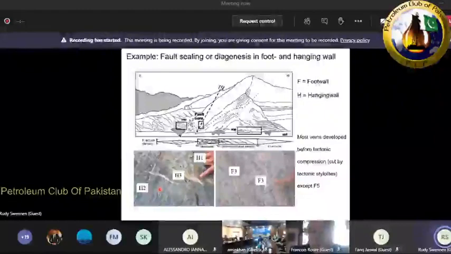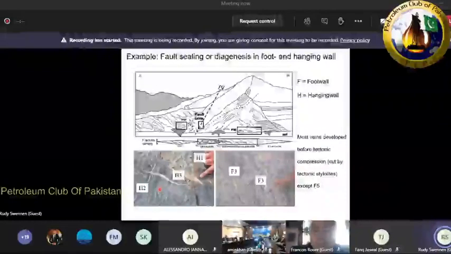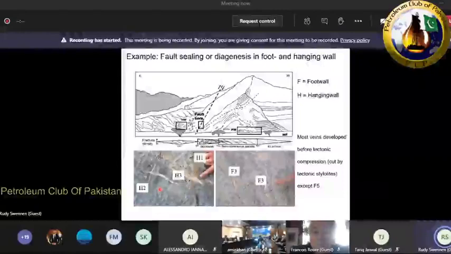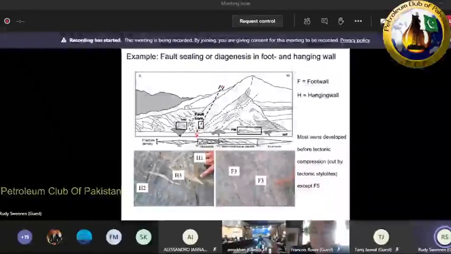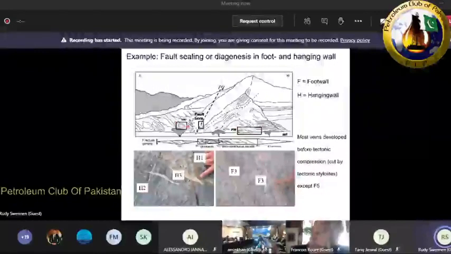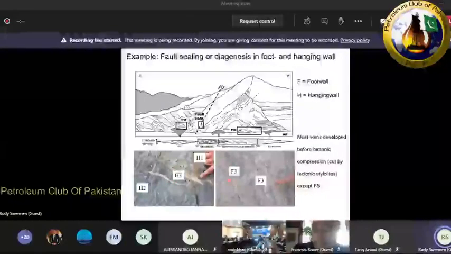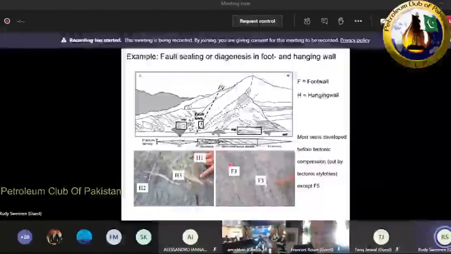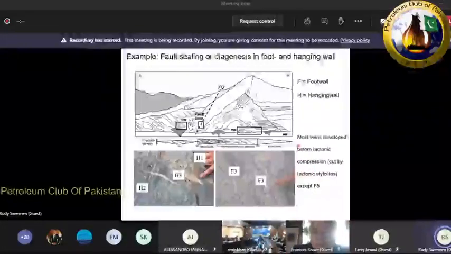What is also of importance is that you should be aware that where big faults occur, the diagenetic history in the footwall or in the hanging wall can be different. This is an illustration of such a system that we have studied, where we looked at the footwall and hanging wall, indicated by the symbol H for the hanging wall and F for the footwall. Many of the veins were developed before tectonic compression.